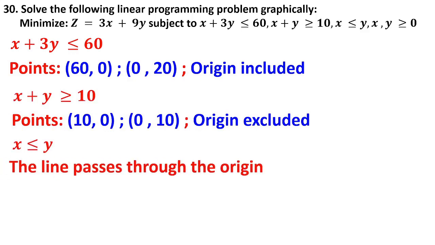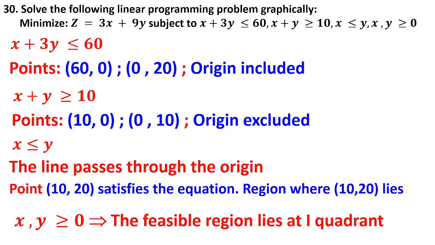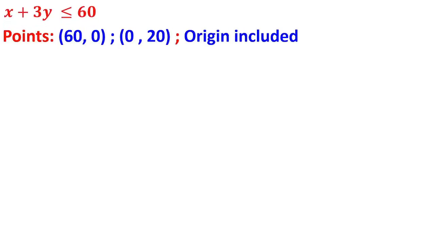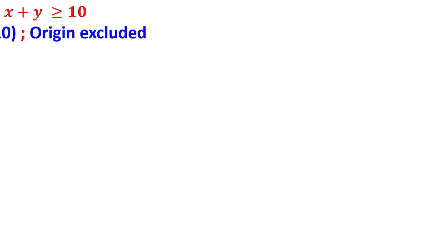x less than or equal to y, the line passes through the origin. The point 10, 20 satisfies, therefore the region where 10, 20 lies is the region. And x comma y greater than 0 means it lies in the first quadrant. Let us take one after the other. This is x plus 3y less than or equal to 60, 0 comma 20 and 60 comma 0. Origin included.